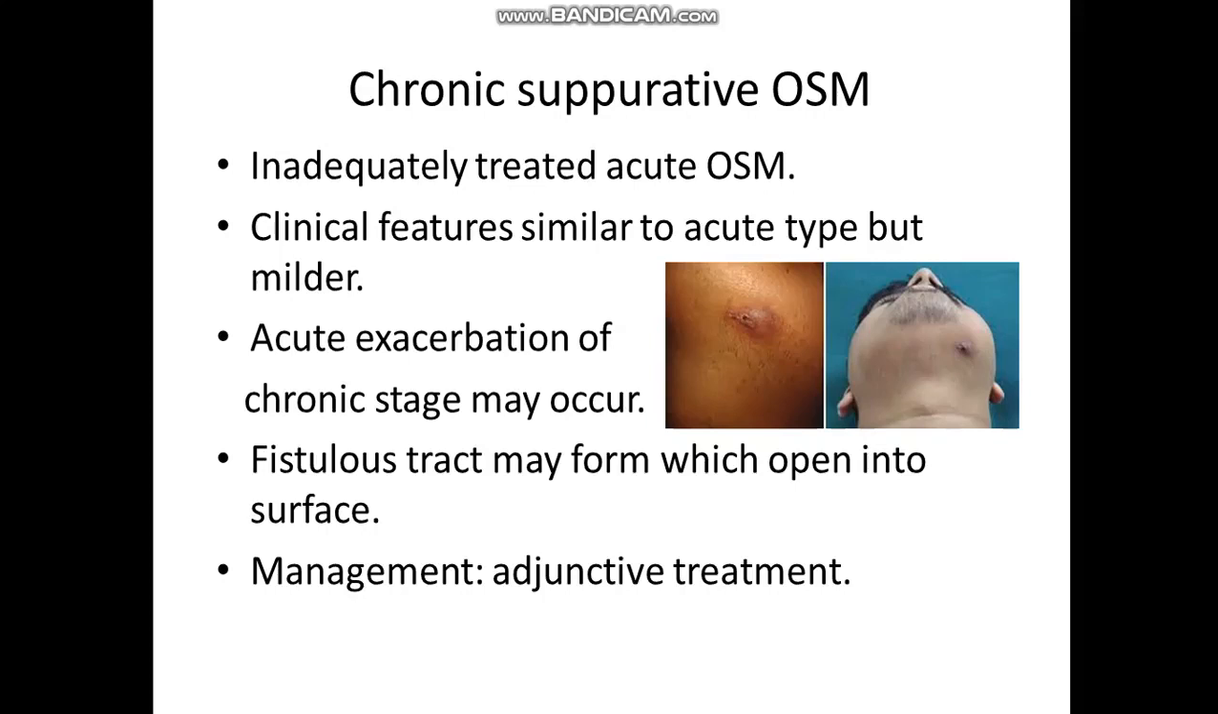For example, blockage of the sinus tract or the fistula may lead to acute exacerbation of the chronic suppurative osteomyelitis, or the immunity of the patient decreasing may also lead to exacerbation of the chronic stage. A fistula tract may form, which opens into the surface, as I mentioned before. Here we can see there is a fistula, and this fistula opens into the surface. This might help to release the pus.